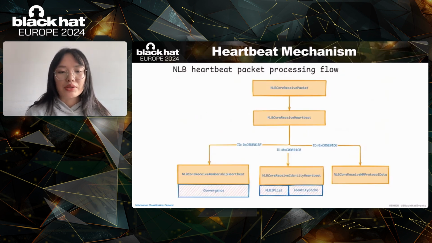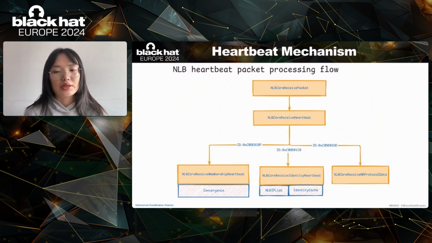Next, we will dive into the NLB code and walk through the process of handling heartbeat packets in NLB. NLB core receive packet is the entry point when a heartbeat packet arrives. It receives the packet and passes it for subsequent processing flow. The packet is then passed to NLB core receive heartbeat, which is responsible for validating that it is a normal heartbeat message and calling different processing functions according to the type of heartbeat packet.